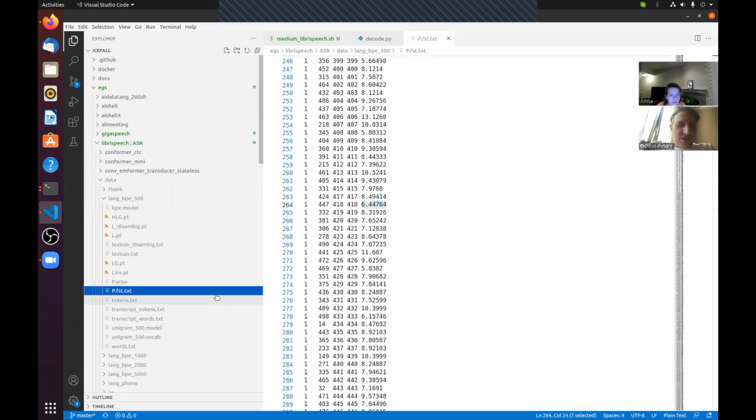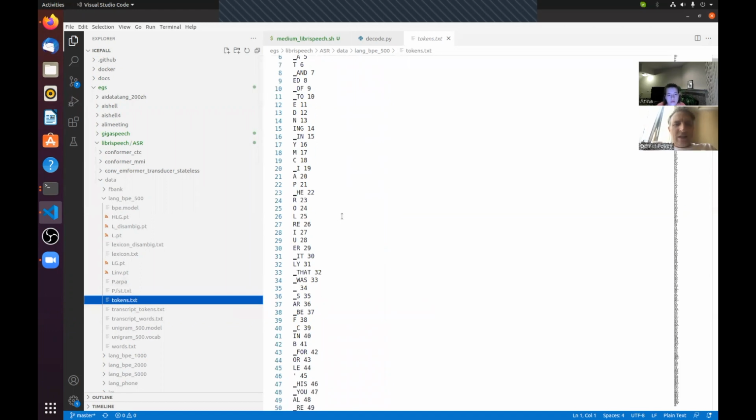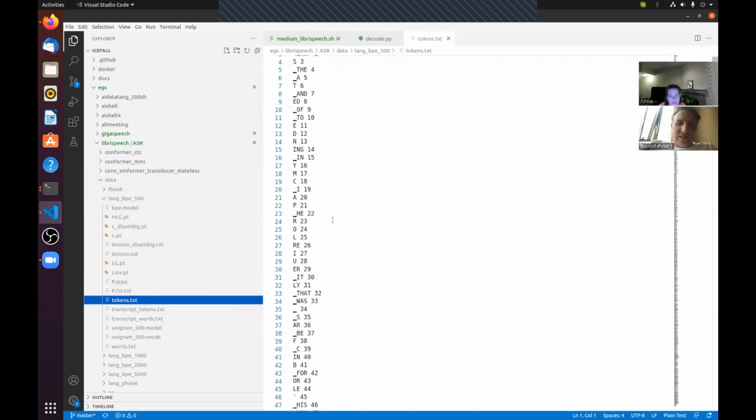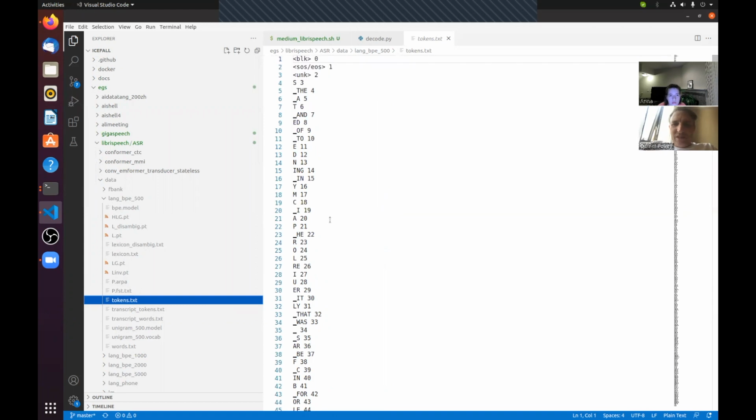Okay, let's go to tokens.txt. These are the BPE pieces that the algorithm created. The first three are special ones that we told it to add, so they wouldn't have been created by the algorithm, but are just put in there by us. They're blank, start of sentence / end of sentence, and unc, meaning unknown. I think we don't always use this unc thing. We may have it there for historical reasons.